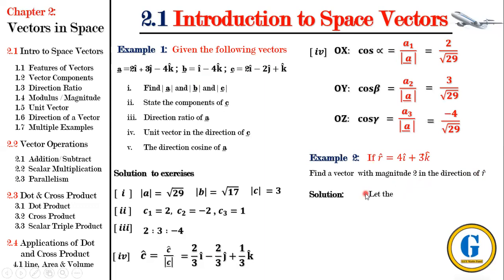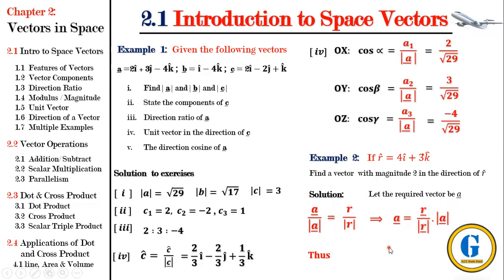So here we're going to say let the required vector be A. Now we know that A over modulus A should be equal to R over modulus R. This is the idea you are going to use. Note that this R here is a vector, though it's not on the line, but it's bold. So this is the idea you're going to use to look for a vector of magnitude 2 in the direction of R. So A over its magnitude should be equal to R over its magnitude for all vectors. So this will imply that our vector A will be equal to R over modulus R times modulus A.